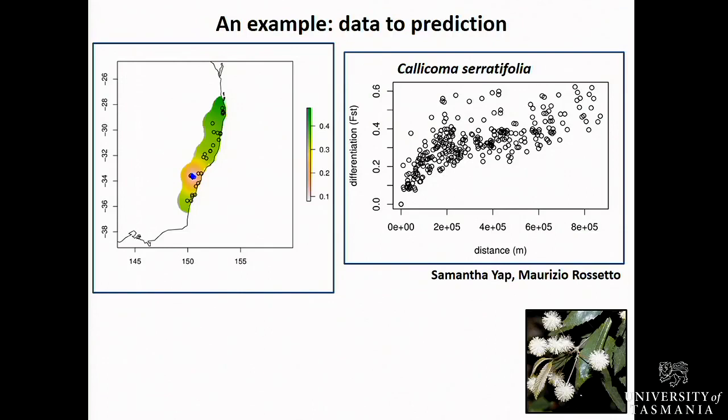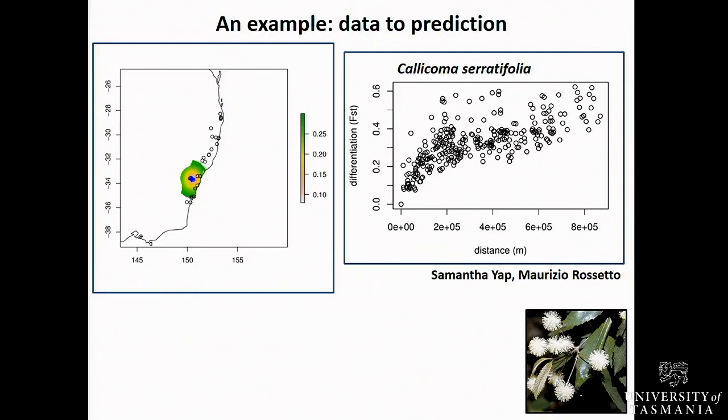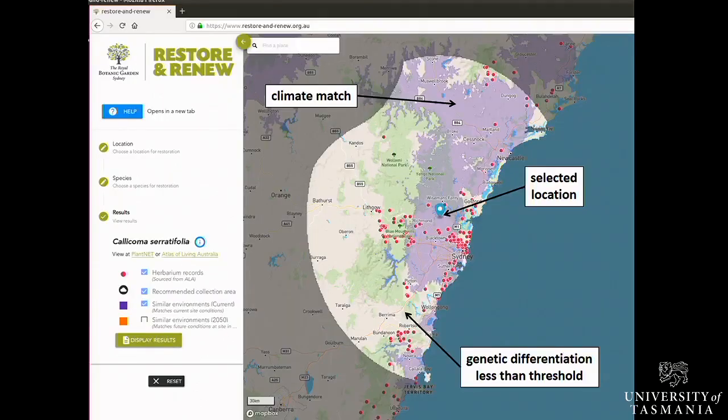Then if we apply a threshold and mask out all of the cells that exceed that threshold, in this case we're using 0.3, though we're still quite actively thinking about what the best threshold might be for all cases. We get a prediction for the area within which we think that you would collect seeds that are less than some threshold genetically different from your restoration site.